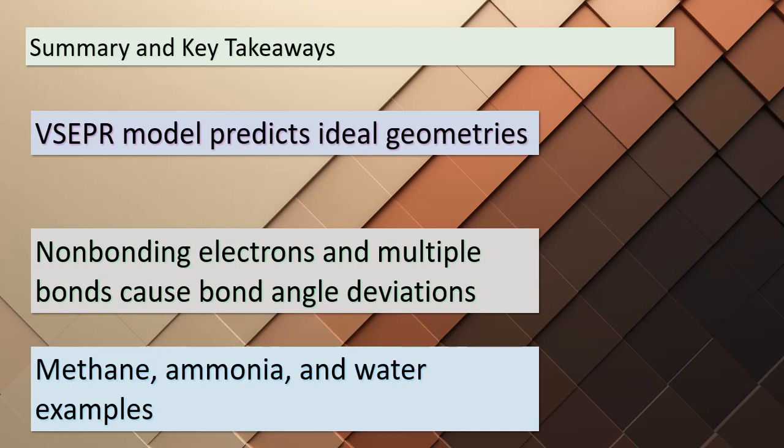We explored this phenomenon through examples of methane, ammonia, and water. It's crucial to understand these deviations as they offer us insights into the intricate world of chemical bonding and molecular shapes. Keep these concepts in mind as we continue our exploration of the fascinating realm of chemistry.